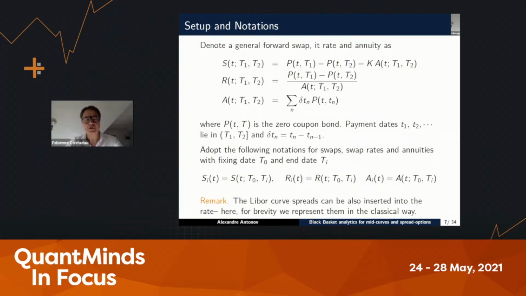So we adopt the following notations for swap rates and annuity with the fixing date T0. Imagine we have a fixing date T0 here and different end dates Ti. So we'll just simply denote the swap rate and annuity with a subscript i. So S_i of t will be the swap, for example, observed at little t, running from the initial start date T0 to Ti.